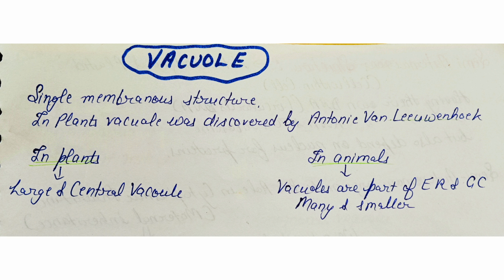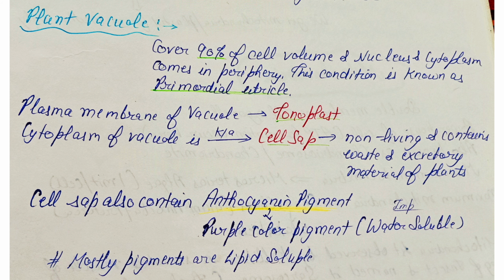In plants, the vacuole is large and occupies the central surface. And in animals, the vacuoles emerge as a part of the endoplasmic reticulum and Golgi complex. So many vacuoles are present in animal cells and are smaller. The large central vacuole in the plants covers almost 90% of the cell volume.